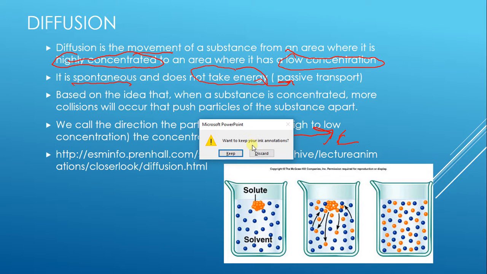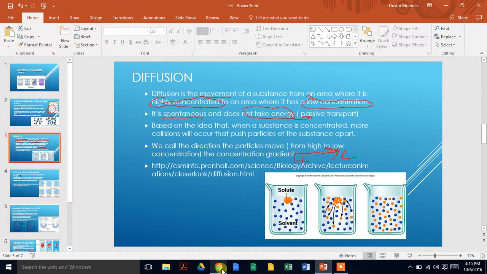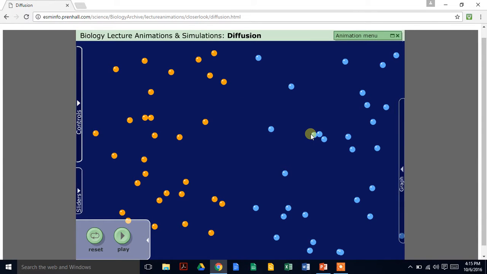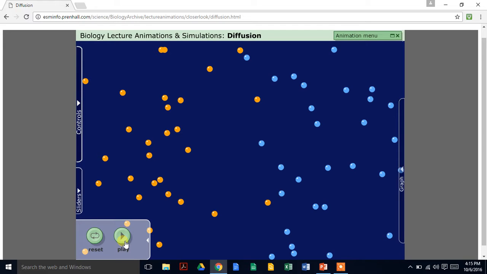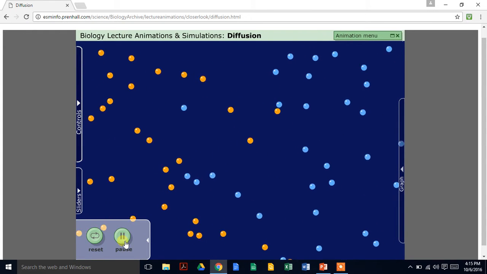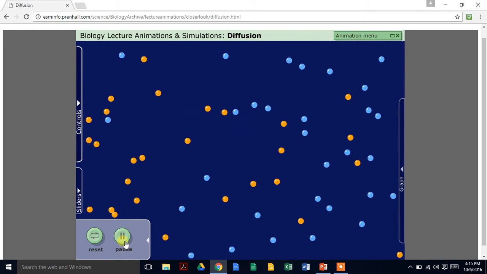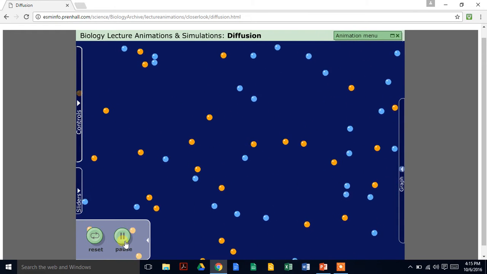For example, if I want to show you an example of this happening, I'm going to go to this website. Here we have a concentration of yellow molecules. Here we have a concentration of blue molecules. They're going to start moving around randomly when I click play. They start colliding with their own molecules very frequently at the beginning because they're very concentrated over here on the right and the left. And over time, you'll see them spread out as those collisions become less frequent.